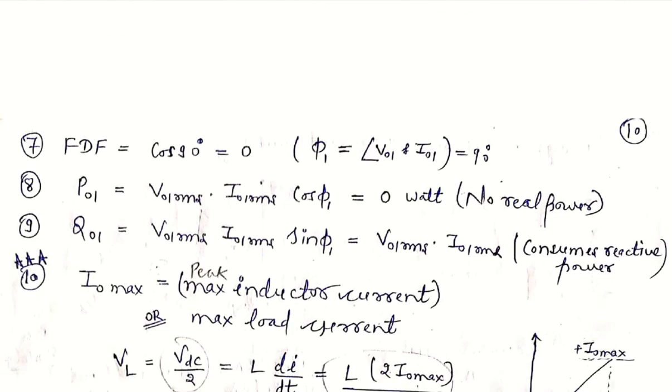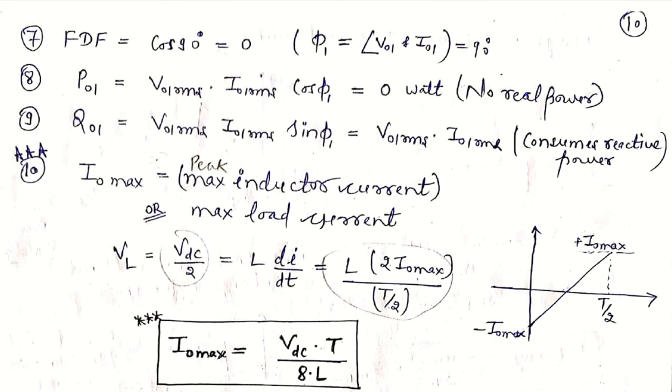Now we will calculate the fundamental displacement factor. The fundamental displacement factor is the angle between the fundamental voltage and the fundamental current. In the case of resistive load, phi 1 equals 0. Now in this case it is 90 degrees, because of the pure inductive load, so voltage and current waveforms are phase displaced by 90 degrees. So FDF equals cos 90 degrees, which is equal to 0. And now we will calculate the fundamental power output across the load, which is equal to V0 RMS, I0 RMS into cos phi 1, and which is equal to 0, because cos phi 1 equals 0. So P01 equals 0 watt.